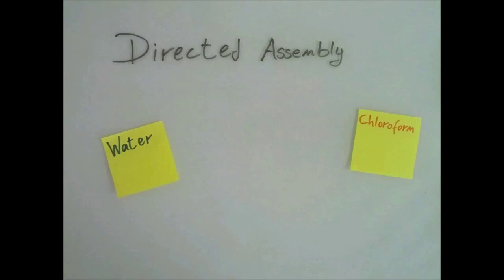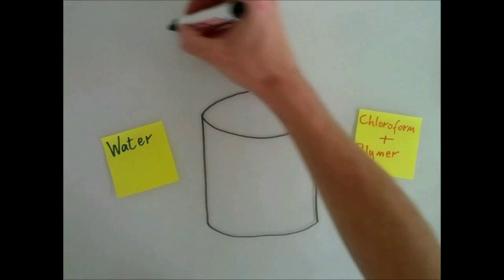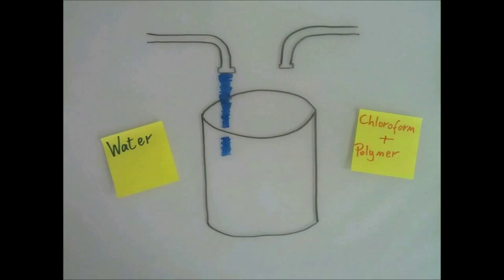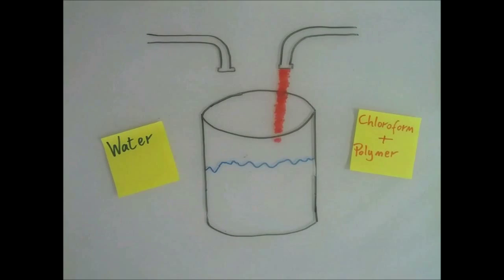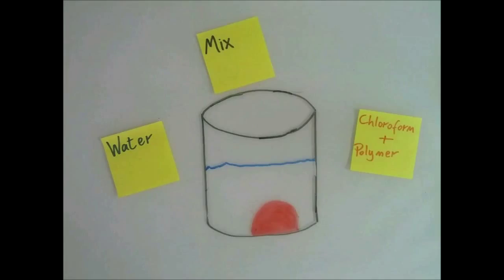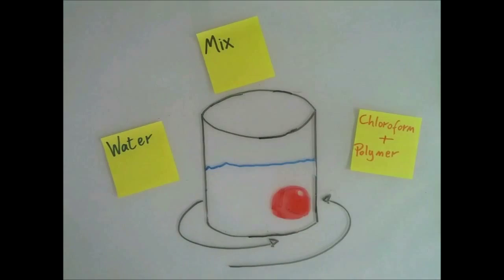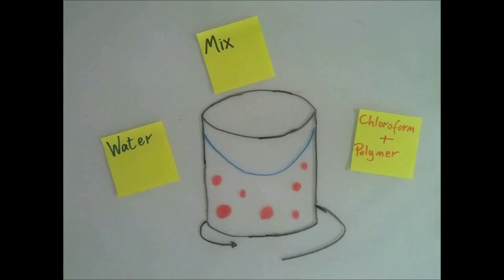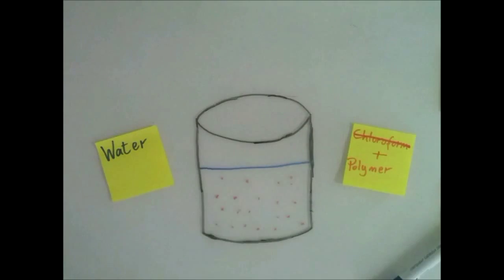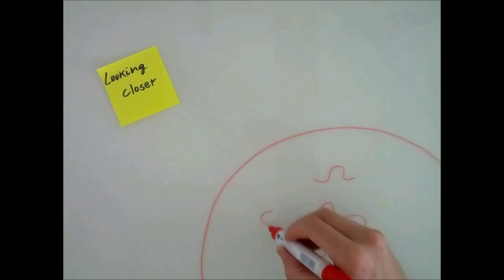We can direct the assembly of micelles by confining the polymer in a very small volume. This is done by dissolving the polymer into a volatile solvent, forming an emulsion of the solution with water and letting the solvent evaporate, effectively confining the polymer into very small droplets. Let's look a little bit closer at what happens in these small droplets.